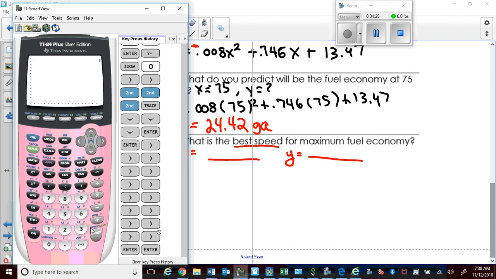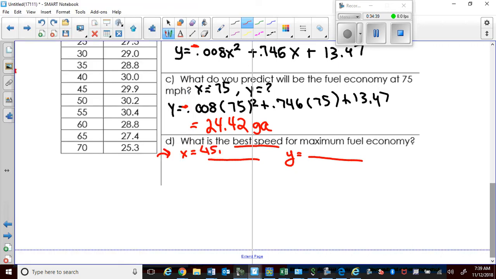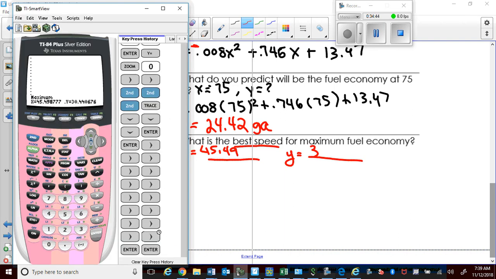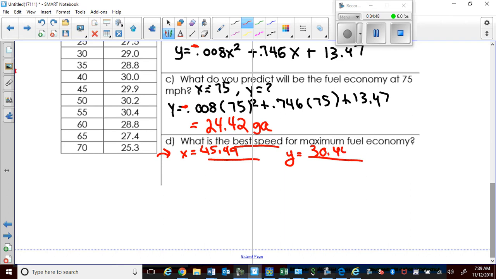And I press enter and enter again, and my maximum is 45.49, 30.44. So I have 45.49 and 30. Let's make sure that's 30.44. So the answer is the best speed is 45.49 miles per hour. Okay, moving on.